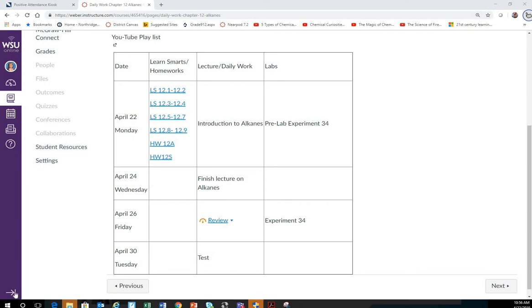It is a short unit. So if you notice up here, it starts today and Tuesday next week we test. So it is a short unit. It's pretty easy. But that being said, you need to have had your Learn Smarts done by today. Remember I told you this first day of every time that we start, you need to have Learn Smarts done.